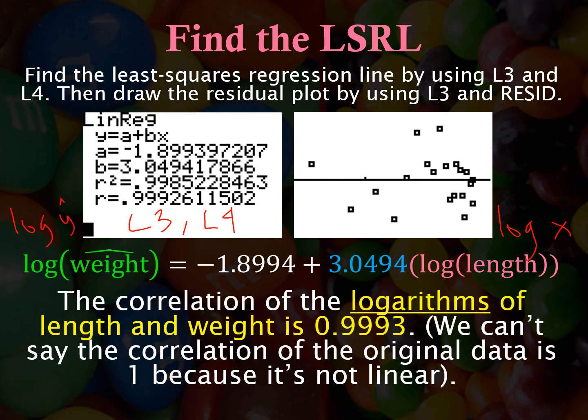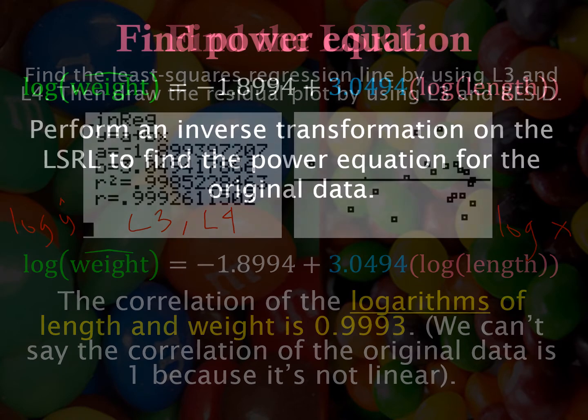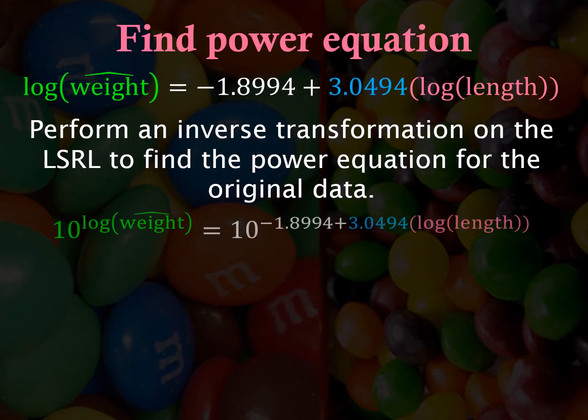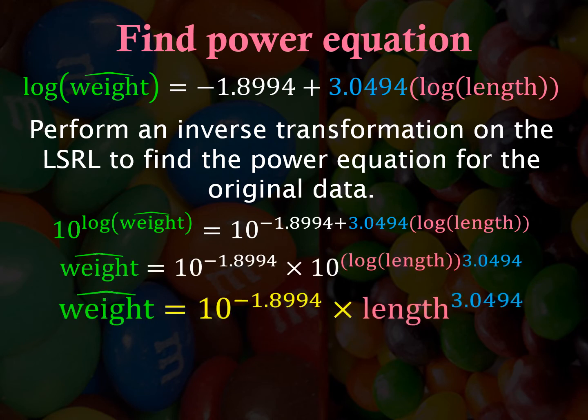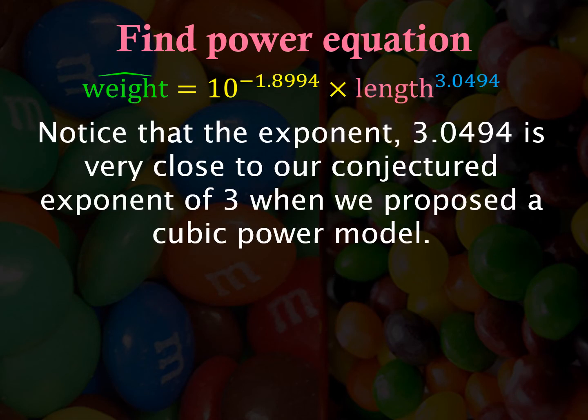So the correlation of the logarithms of length and weight is 0.9993. So it's very strongly linear. Again, you can't say the original data is strongly linear, but you can say the transformed data has a very strong linear relationship. So now doing an inverse transformation, take 10 to the power of both sides, and you see that the value of the predicted weight, Y hat, is equal to 10 to the A, which is 10 to the negative 1.9994, times X to the B. X is the length to the power of 3.0494. So notice the exponent is very close to 3.